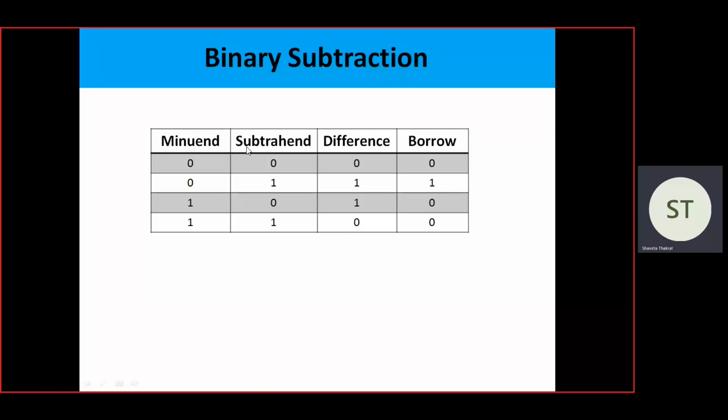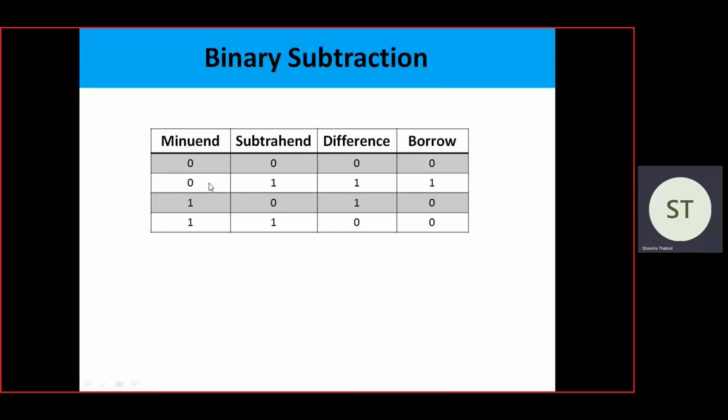Minuend and subtrahend can again have 4 combinations of bits: both can be 0 and 0, or 0 and 1, or 1 and 0, or both can be 1 simultaneously. If both are 0, that means we are doing the operation 0 minus 0. What is the difference there? 0 minus 0, difference will be 0, and there is no requirement of borrow. Borrow will also be 0.